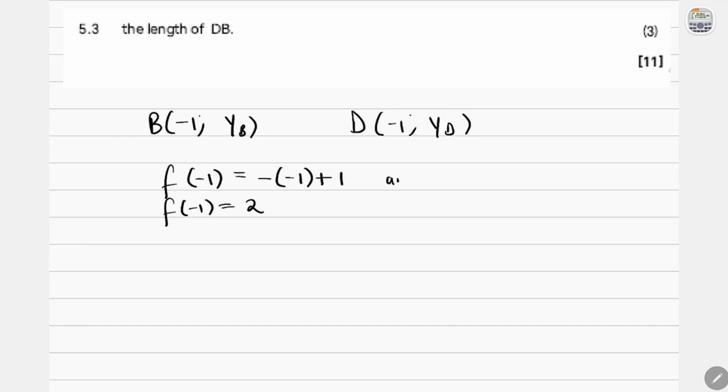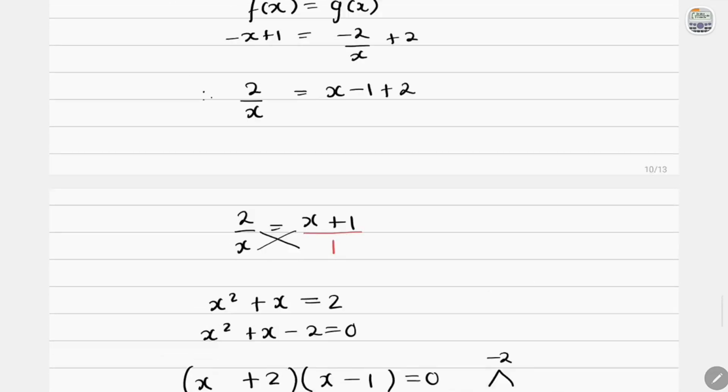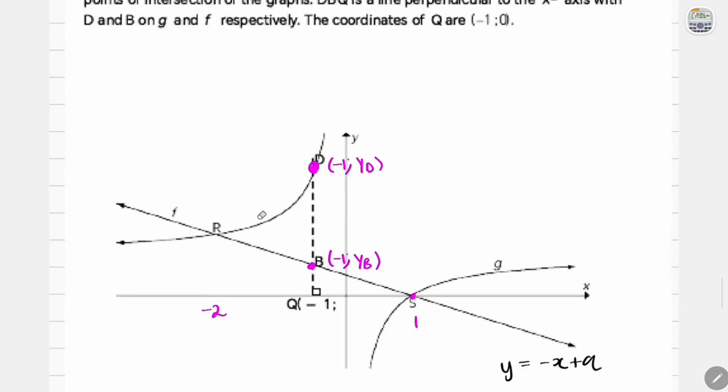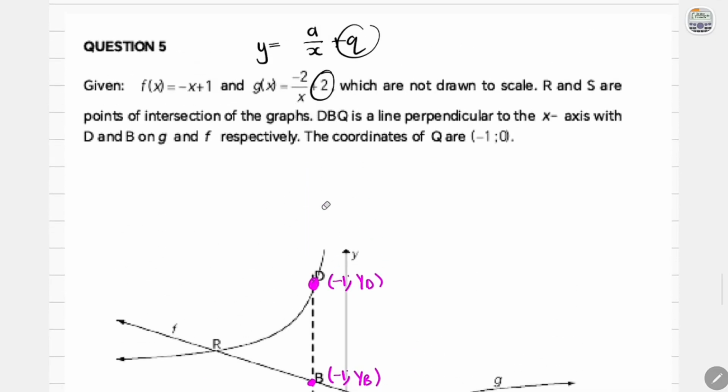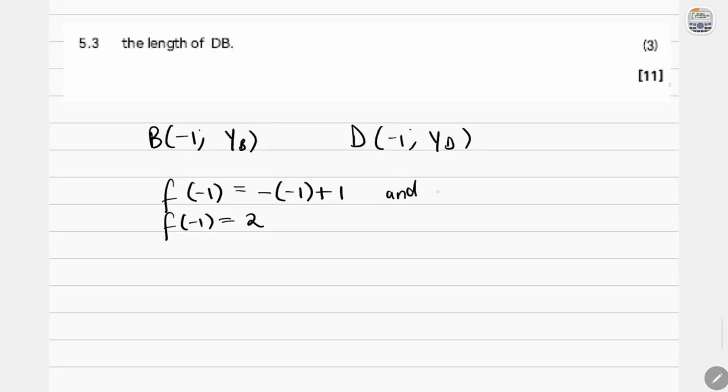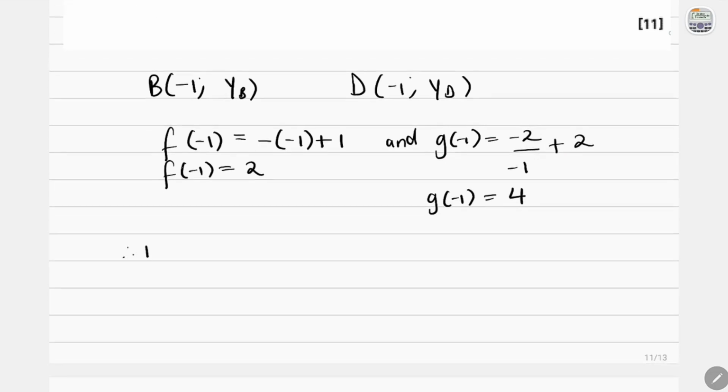And then we can also find the y value of D. Because D lies on g, take that negative 1 and substitute it into g, so negative 2 over x plus 2. We say g of negative 1 equals negative 2 over negative 1 plus 2. So g of negative 1 equals positive 2 plus 2, which is 4. Okay, so now we know B is negative 1 and 2, and D is simply negative 1 and 4.